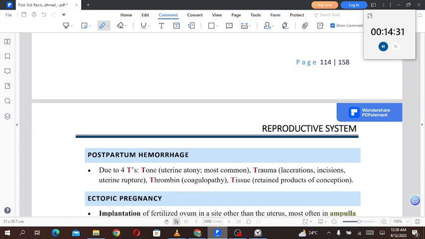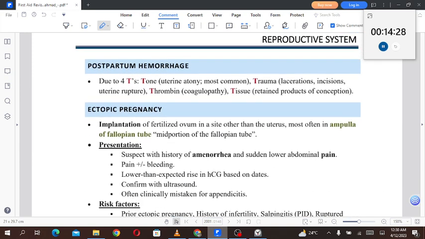Then postpartum hemorrhage. It is due to the 4 T's. Why will there be postpartum hemorrhage? Tone, uterine atony, which is the most common; trauma, lacerations, incisions and uterine rupture; thrombin, coagulopathy; and tissue, retained products of conception. So those are the 4 T's which can result in a postpartum hemorrhage.